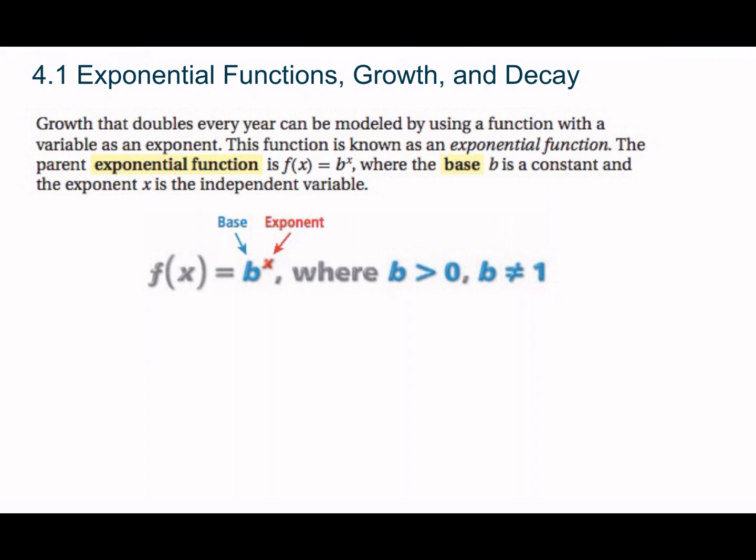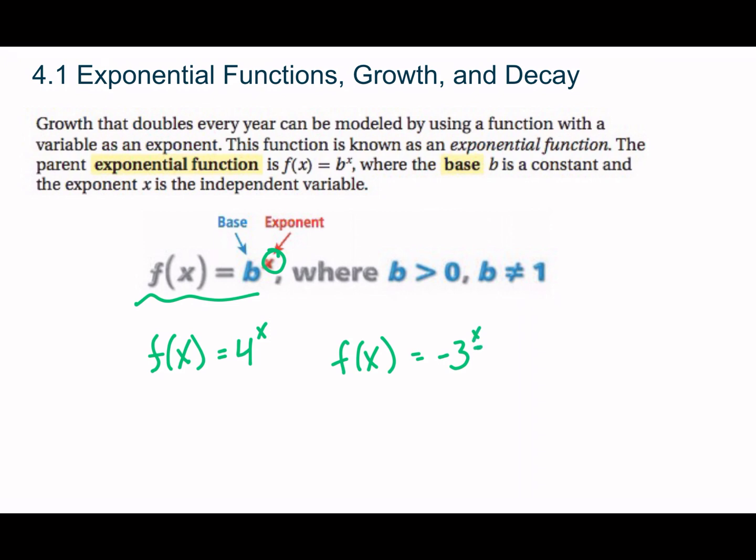So let's go ahead and review those concepts from Algebra 1. What is an exponential function? Well, it's a function that has its variable in the exponent. So here we have f of x equals b to the x. So an example of an exponential function would be like f of x equals 4 to the x, or f of x equals negative 3 to the x, anything where x is in the exponent.